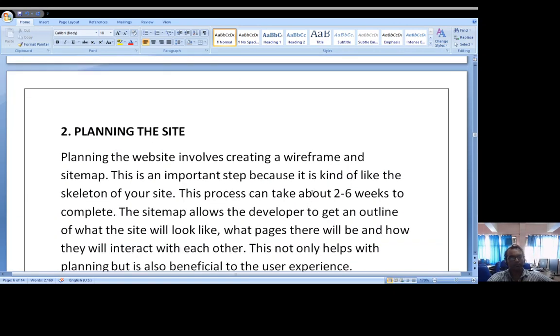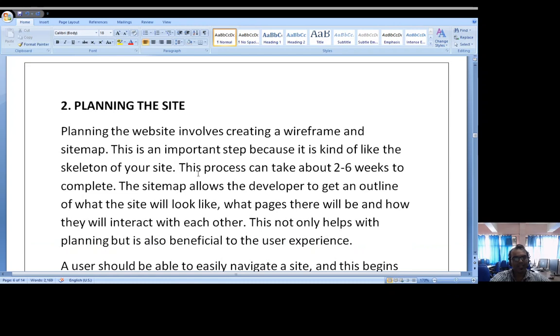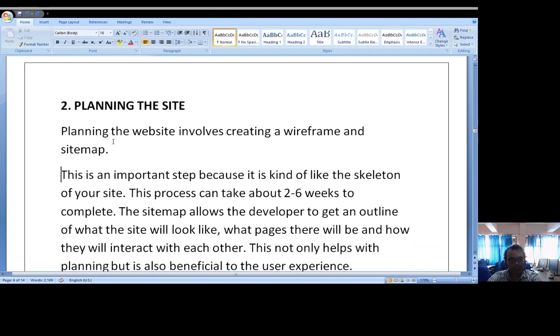Planning the site is very important. Why is planning very important? Planning the website involves creating a wireframe and a sitemap. Now, what is a wireframe and a sitemap? This is a very important concept, because the wireframe and sitemap will give you the skeleton of our website.